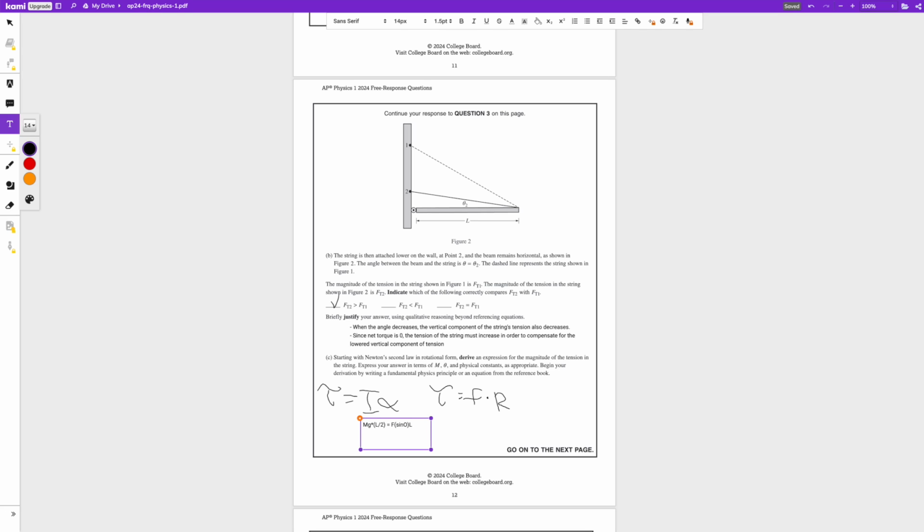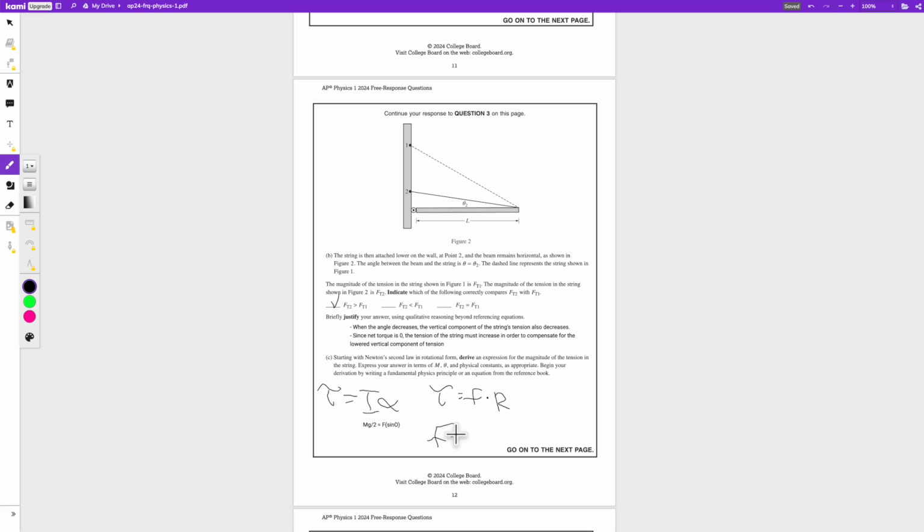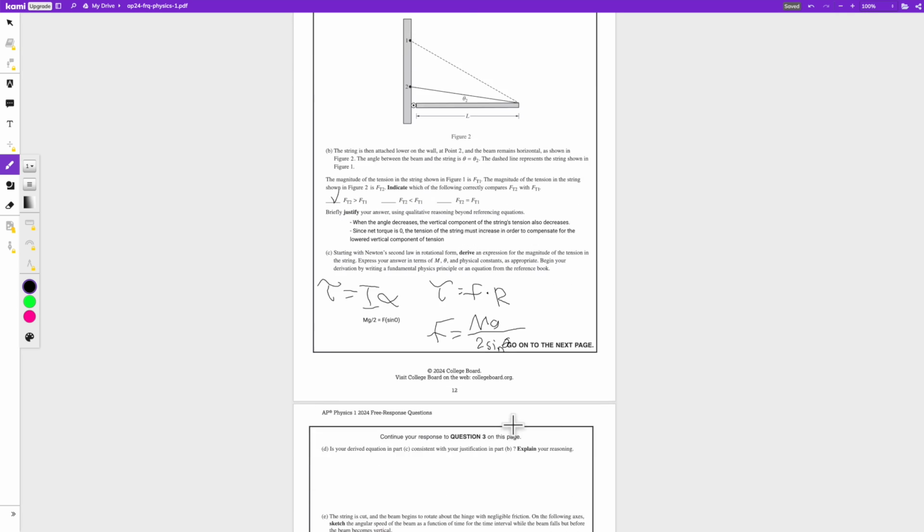So when we move on here, we can cancel out the L's, and now we just get mg over 2, and we get our final answer of the force of tension is equal to the mass of the beam times gravity divided by 2 times sine of theta. So force of the tension is equal to the mass of the beam times gravity divided by 2 times sine of theta.